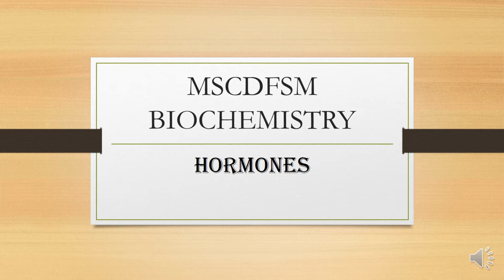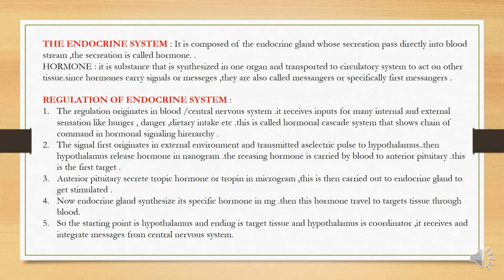The chapter today is hormones. The endocrine system is composed of endocrine glands whose secretions pass directly into the bloodstream. The secretions are called hormones. Hormones are substances that are synthesized in one organ and transported by the circulatory system to act on another tissue. Since hormones carry signals or messages, they are also called messengers, or specifically first messengers.